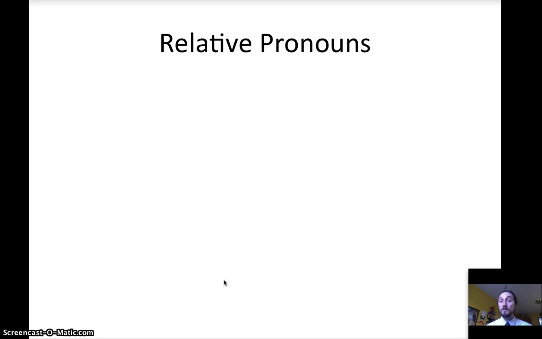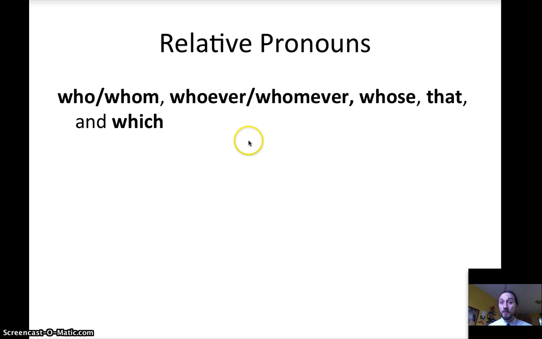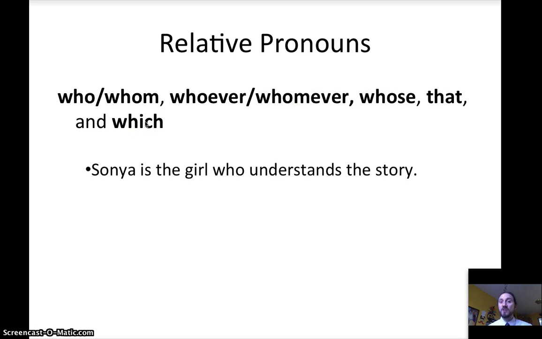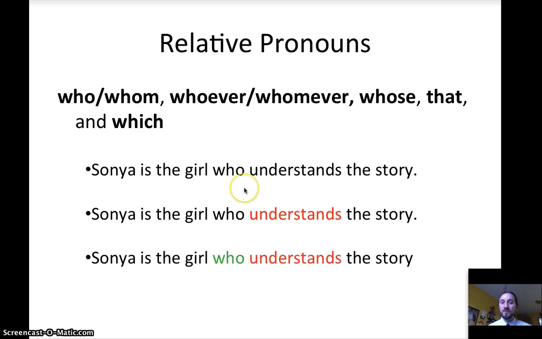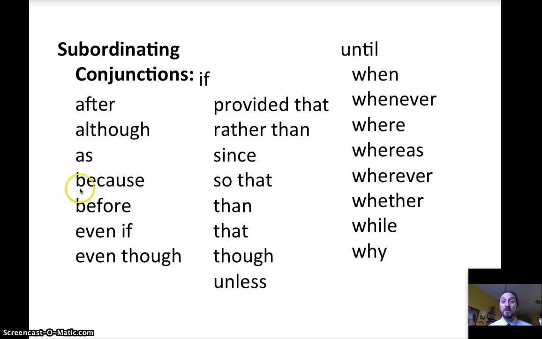Now, remember that you use relative pronouns like who and whom, whoever, whomever, whose, that, and which. Sonia is the girl who understands. So you have, of course, your dependent clause here, independent clause here, complex sentence. You also have subordinating conjunctions that you need to know that will help you to identify your dependent clauses as well. These are all those baby clause making words.